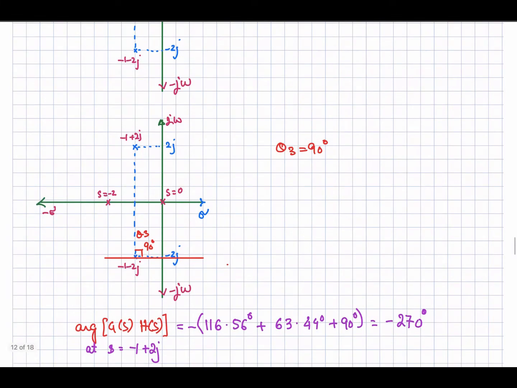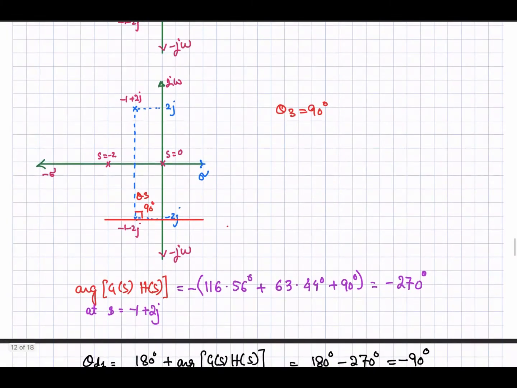And the last one, we are considering this pole, so the line joining this pole with this one is this one, and considering a line parallel to the real axis, this angle is of 90 degrees. So theta 3 will be equal to 90 degrees.